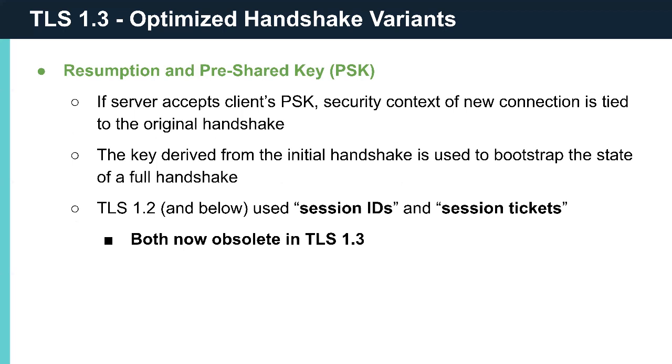If the server accepts the client's PSK that it presents, the security of that following context and connection is tied back to the original one. The key that was derived in the initial handshake is used to restart the second handshake here. In TLS 1.2 and before, there were session IDs that were used, and we saw that show up in Wireshark, or session tickets could have been used. Both of these have been deprecated now in TLS 1.3 in favor of using this pre-shared key resumption mode.